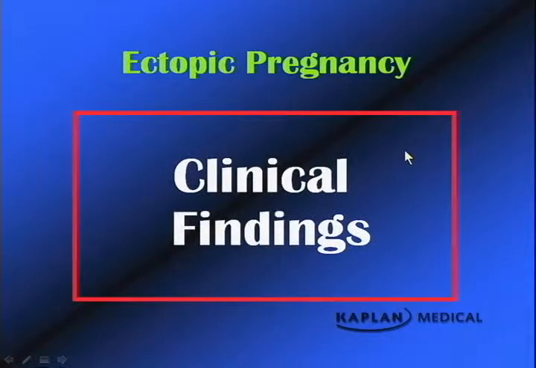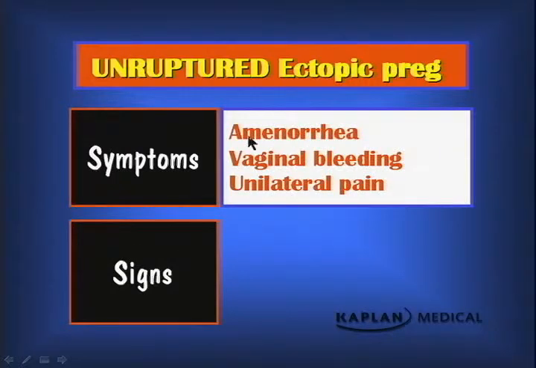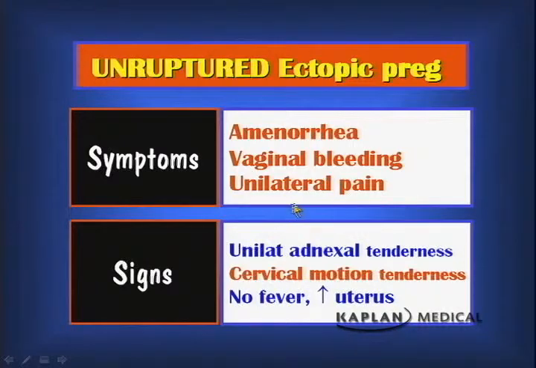The clinical findings, we already talked about this. Symptoms of an unruptured ectopic are amenorrhea, she's missed her period, vaginal bleeding, and unilateral lower abdominal pelvic pain. That's going to be your typical triad with an unruptured ectopic pregnancy. What will you find with a physical exam with an unruptured ectopic? Unilateral adnexal tenderness as you palpate, with a pelvic exam. Cervical motion tenderness.